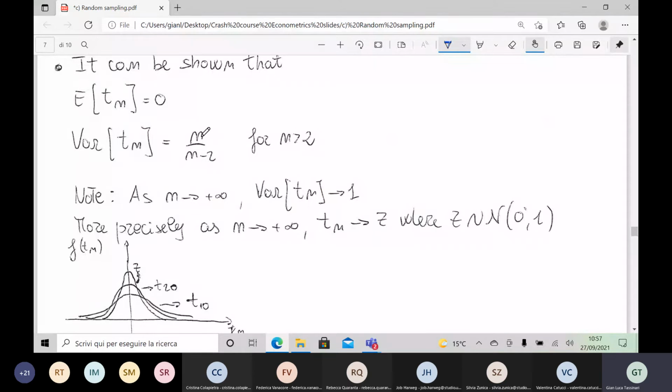So the zeta is a more precise random variable compared to the student's t because it has a smaller dispersion around the mean. However, as n increases, the dispersion of the student's t around 0 tends to decrease. And in particular, as n becomes bigger and bigger, the student's t tends to become a standard normal. We say that asymptotically, the student's t distribution as n tends to plus infinity, I wrote it here, tends to the zeta. This is what I wrote here.